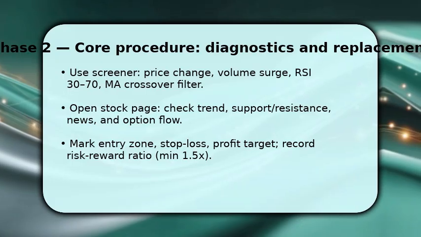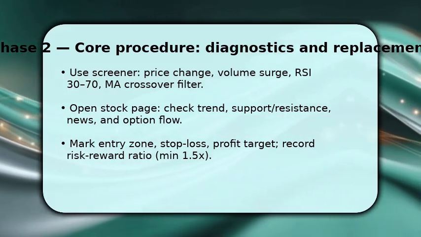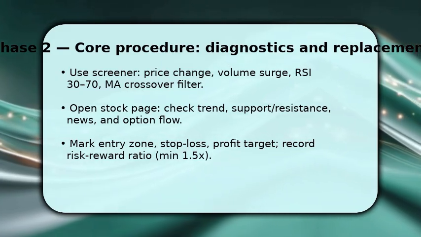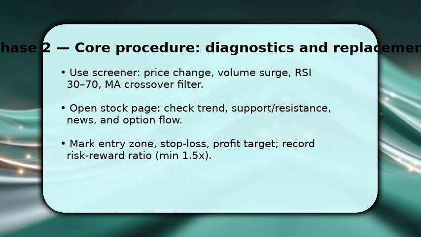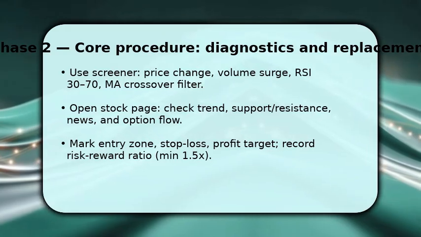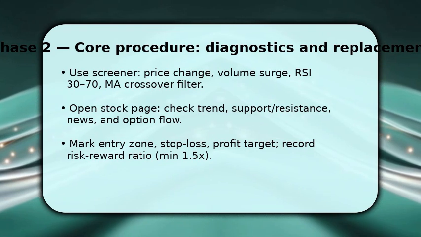Once candidates appear, open each stock page and read trend, support and resistance levels, plus any relevant news or analyst notes. Then mark a clear entry zone, place a stop-loss below support, and set a profit target. Calculate risk-reward, aiming for at least 1.5 to 1. Make sure to save setups to your watch list before placing orders.